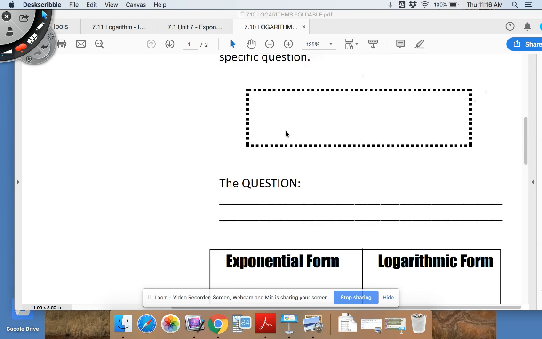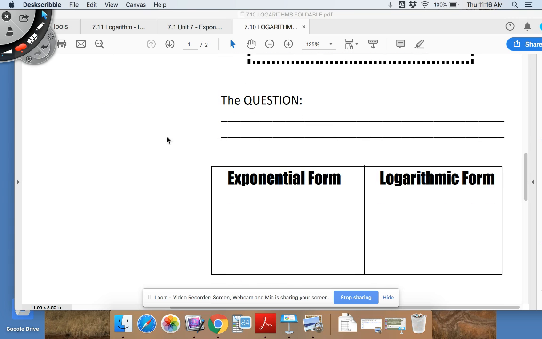So exponential form that we've talked about before, you would see it as a base to an exponent equals the answer. In logarithmic form, it's going to say log to a base, then it's going to have the answer equals the exponent.